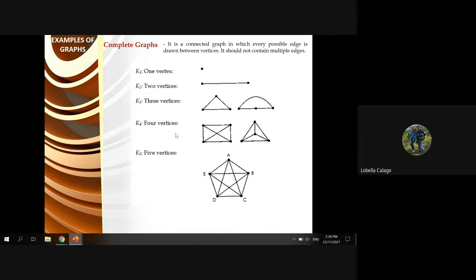Ito naman ay complete graphs. So we have one vertex, two vertices, three vertices. Bakit two vertices? Pag dalawang point, that is two vertices. Pag 3 points, three vertices. Pag 4 points, four vertices. And 5 points, five vertices. Bakit complete graphs? Kasi lahat ng vertices ay kailangan niyang i-connect. For example, here, pag square lang ito, that is not a complete graph. It's because ito dito, pwede pang mag-connect dyan. Ito dito, pwede pang mag-connect dyan. So, yun ang ibig sabihin. Lahat ng points ma-connect niya. So, complete graphs po yun.